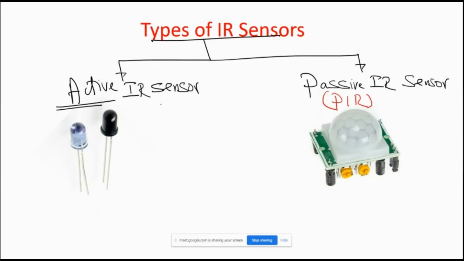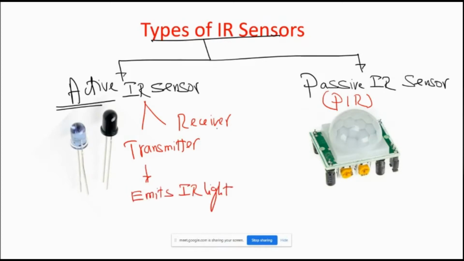So what is the difference between an active IR sensor and a passive IR sensor? The active IR sensor normally has two parts. One component is called a transmitter, the other is called a receiver. The transmitter is the one which emits the IR light. The receiver is the one which detects the IR light. The transmitter is normally a light emitting diode, LED, which emits this IR light. The receiver is normally a photodetector which detects this IR light. If you use a transmitter-receiver pair, then we call that an active IR sensor. This active IR sensor is what we use in all our remotes.